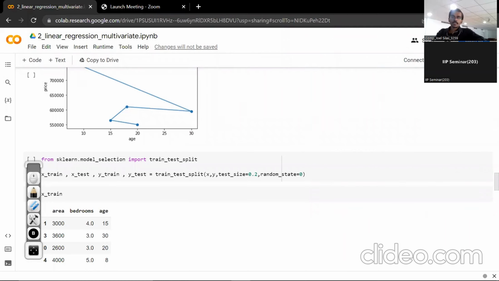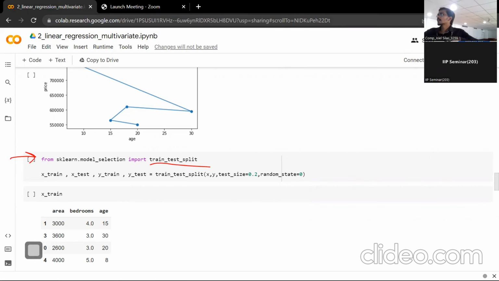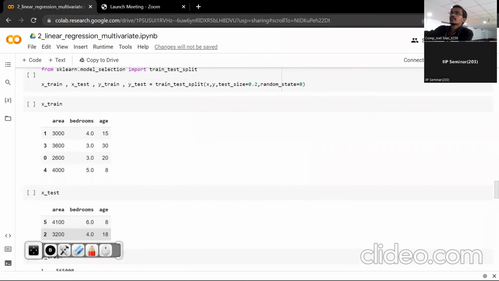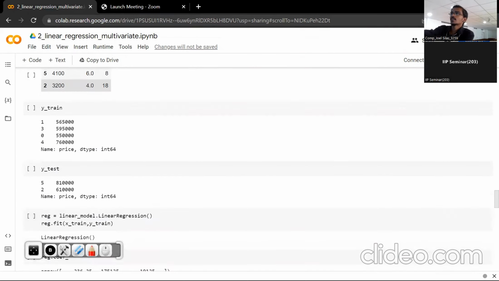So in the previous lecture, we were seeing the execution of a program related to multiple linear regression, or multivariate linear regression. Here we were at this particular stage in which we had imported the train test split function, and then we passed the features, that is the set of feature vectors, and the label with test size of 20%, that means 80% for training, and random state 0. Now this gives us x train, x test, y train and y test.